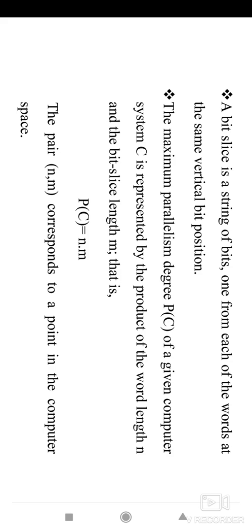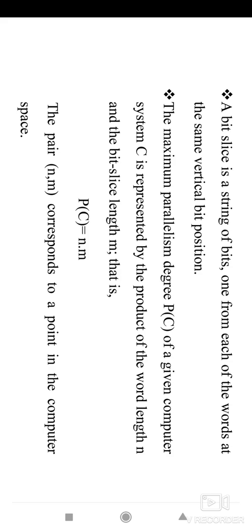A bit slice is a string of bits, one from each of the words at the same vertical position. If we take the first position, the bit slice is R, R, C. If we take the second bit position, then it is A, O, O. At the third bit position, the bit slice is M, M, M, isn't it? So one bit is taken from each of the words at the same vertical position.